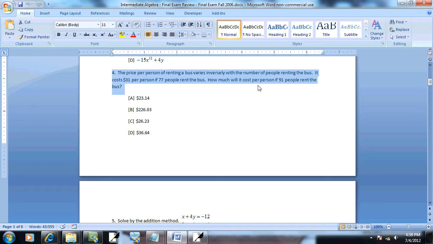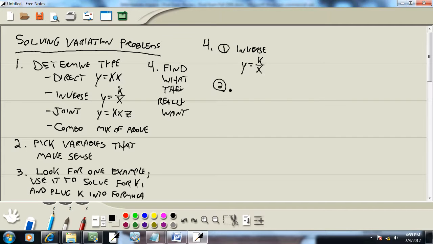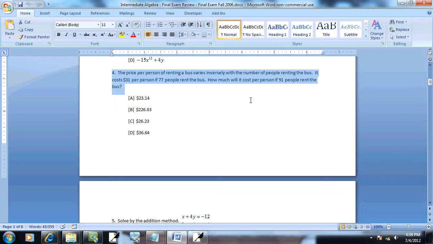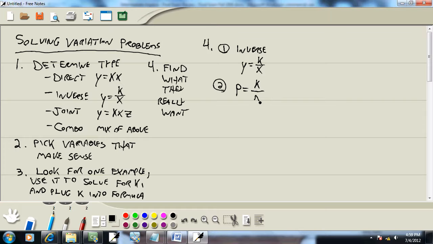Step 2, pick variables that make sense. Now, what the "varies" is, is your equals. So the price per person of renting a bus varies is your equals. So P for price. K is always K. That doesn't change. Varies inversely with the number of people renting a bus. Maybe N for the number of people.